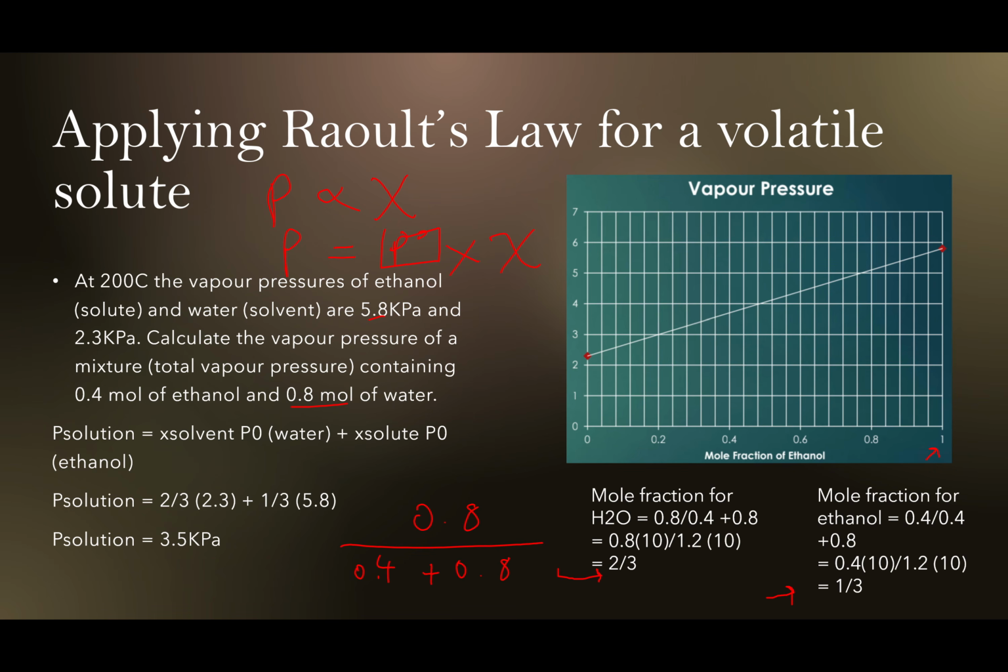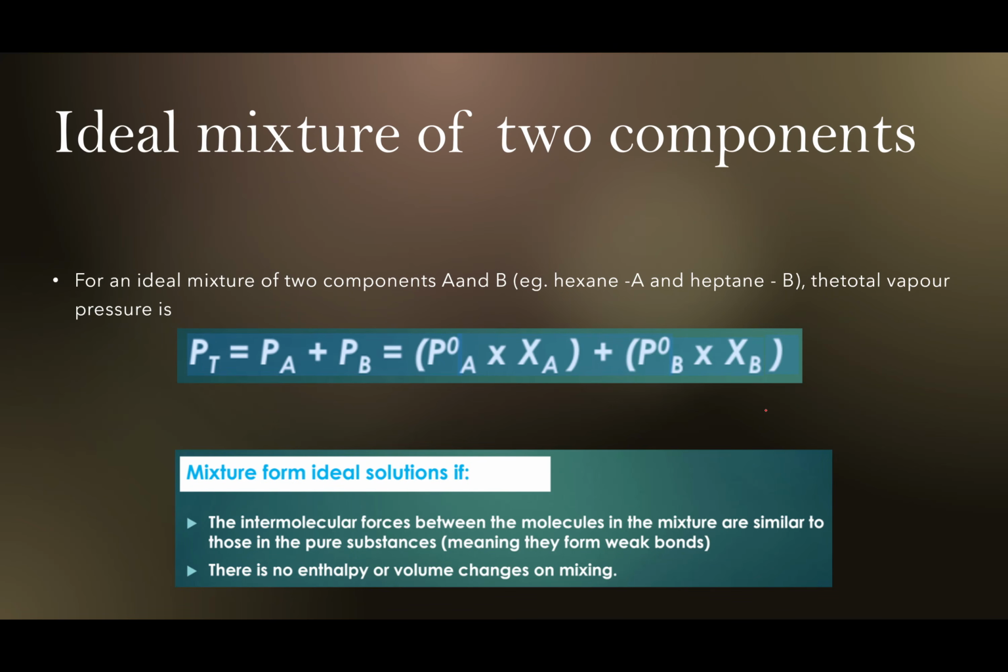So we have that there. Now for an ideal mixture of two components, A and B, let's say hexane and heptane, the theoretical vapor pressure is given up here. So we know what P total is. P total will be the sum of the two, and this is just expanding it to see how you get PA specifically and PB specifically. So this would be PA, and this would be PB over here.